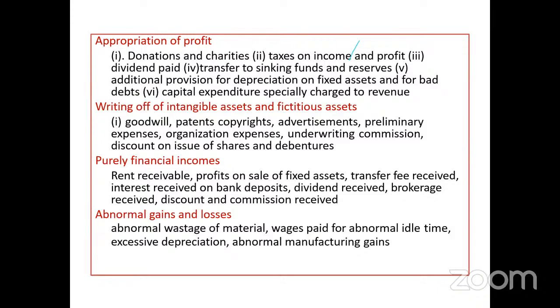Abnormal gains and losses are also not part of the cost sheet. Please remember. Abnormal wastage of material, that means any wastage due to accident or due to defects of the machinery. Again, wages paid for abnormal idle time. Abnormal idle time means, let's say, laborers are working within the factory, but at the same time a machinery breakdown happens. When the machinery breaks down, the laborers are present in the factory, they will sit idle, so we are paying for them. So these are all abnormal gains and losses. These are also not part of the cost sheet.